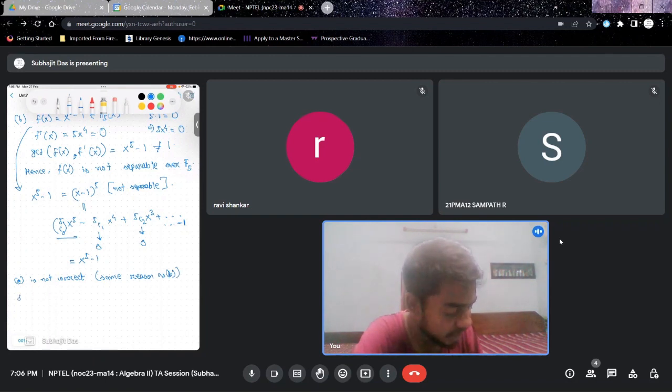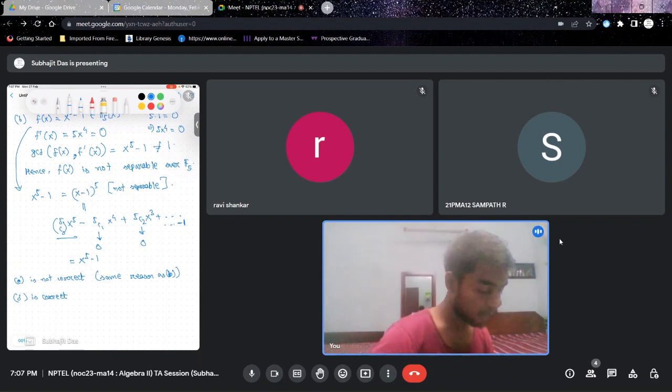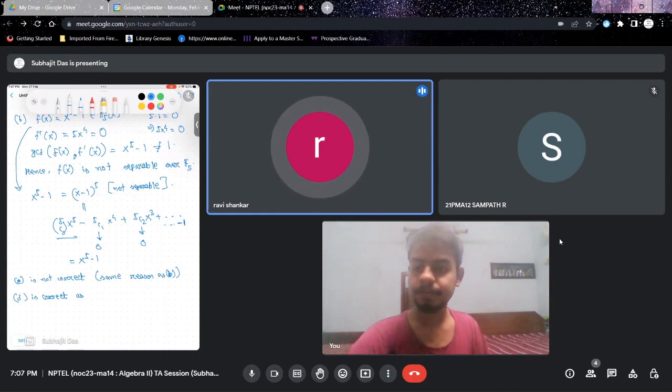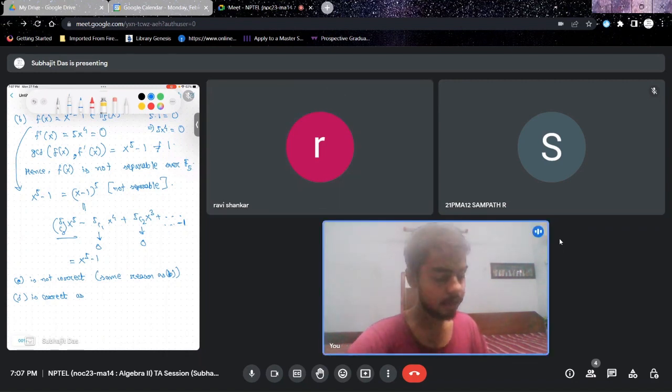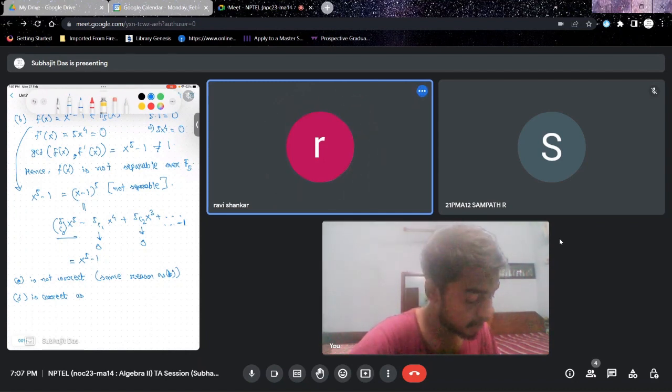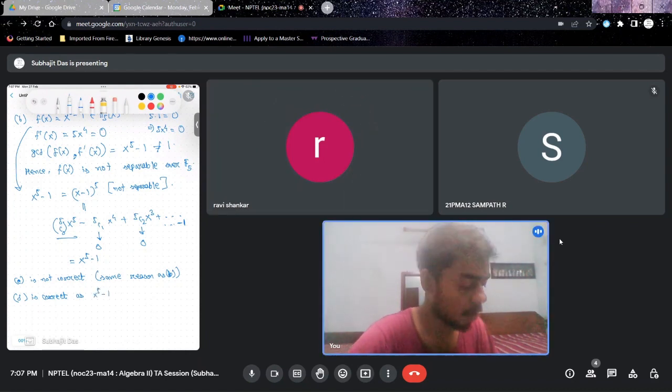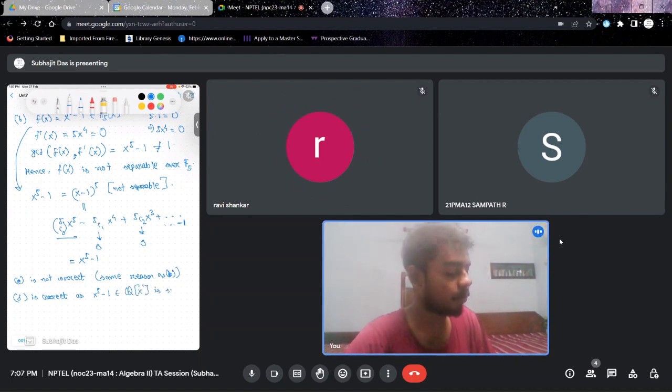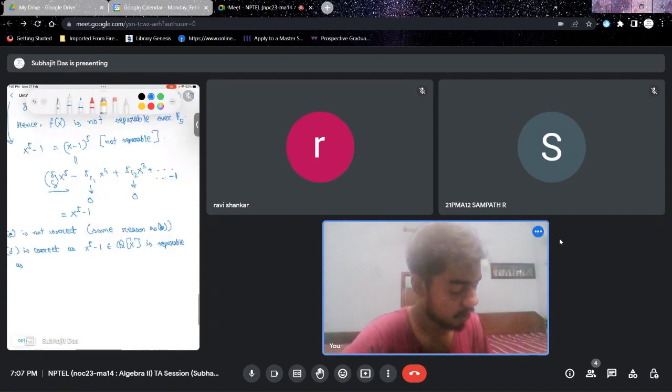And what about D? D is correct, as x to the power 5 minus 1 in Q[x] is a separable polynomial. Why is it separable? As the roots of this polynomial in C are the fifth roots of unity, right?